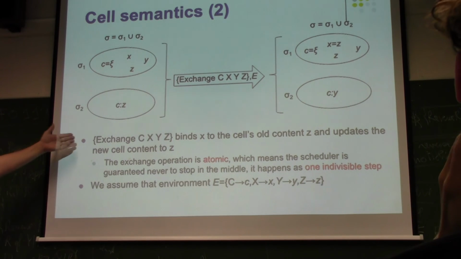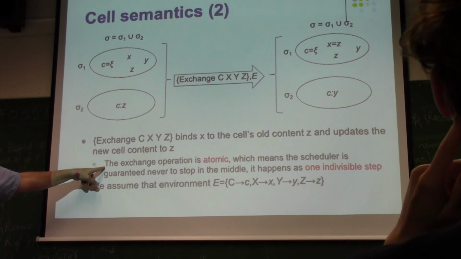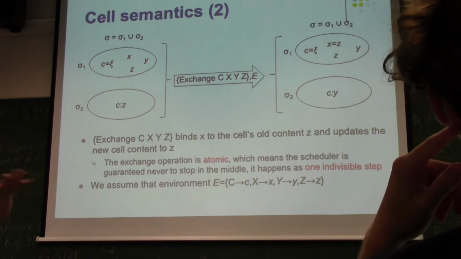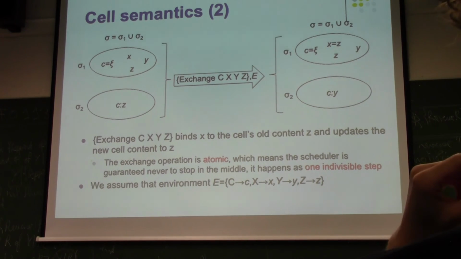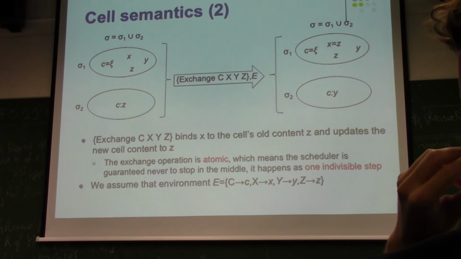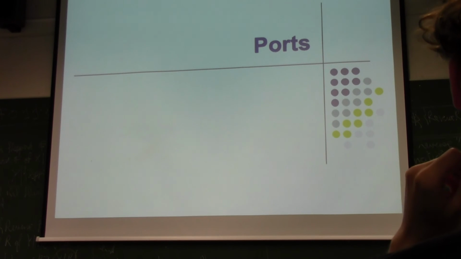So the read and the update are atomic, which means the scheduler will never stop in the middle. It does both of them in one indivisible operation. That's important when you do concurrency. Okay, so that's it for cells. And the next thing is ports, which are actually very simple things.